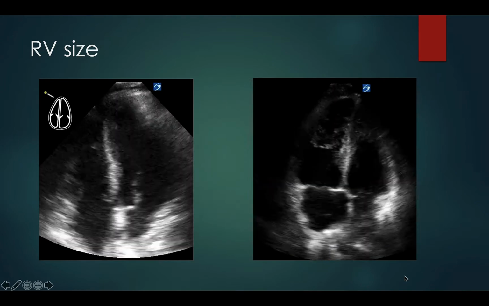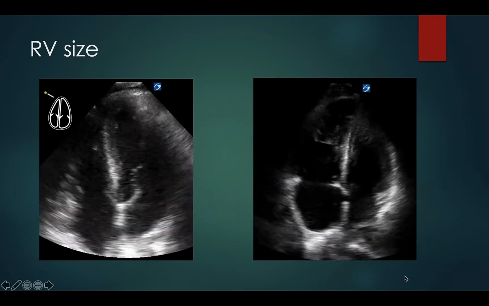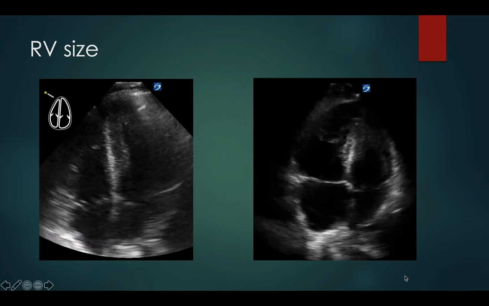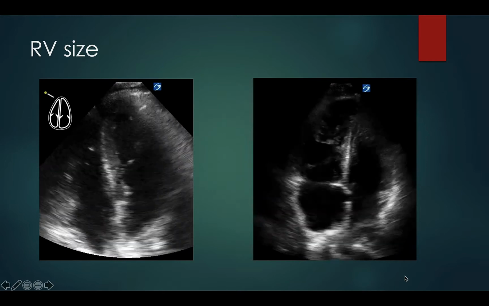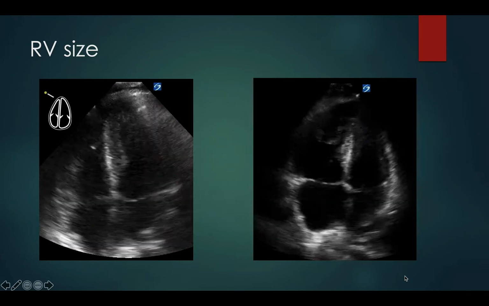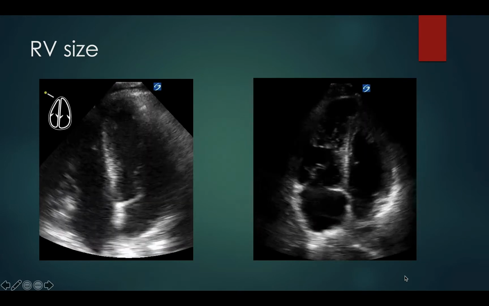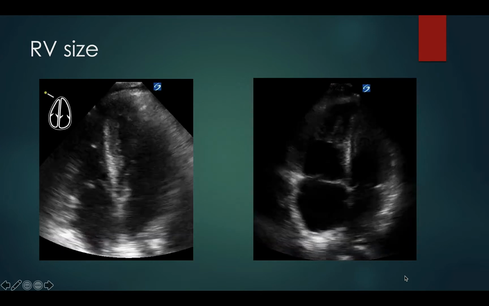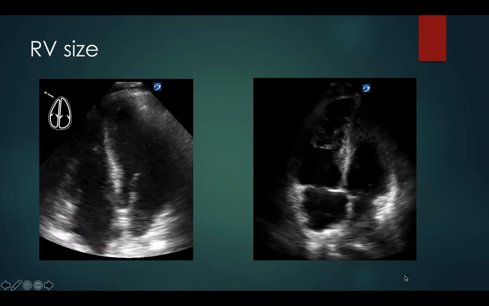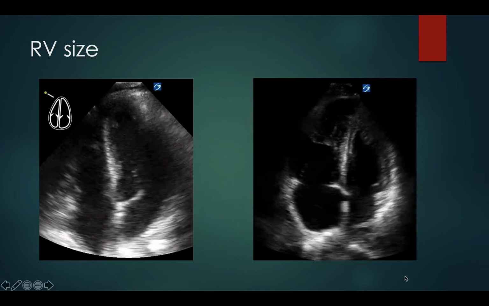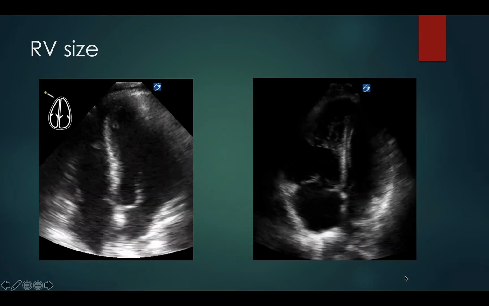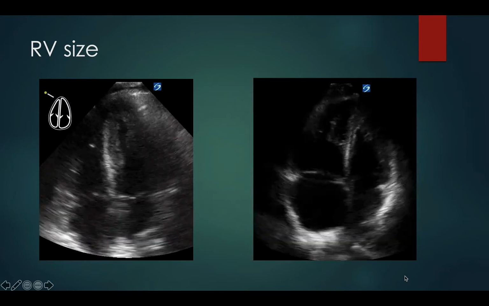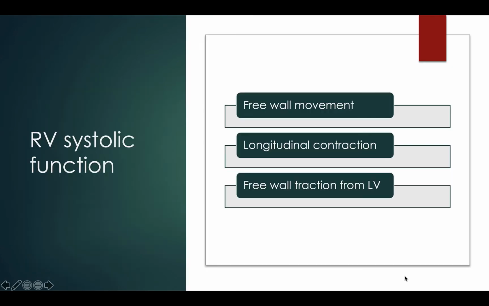Two important features to look for here are the presence of the moderator band that you can see about midway up the RV in this clip, and it is often quite well seen in enlarged RVs, as well as the positioning of the tricuspid valve, which is generally slightly higher in the near field than the mitral valve. Both of these can help reassure you that you really are seeing a large RV and not that you unintentionally inverted your probe.